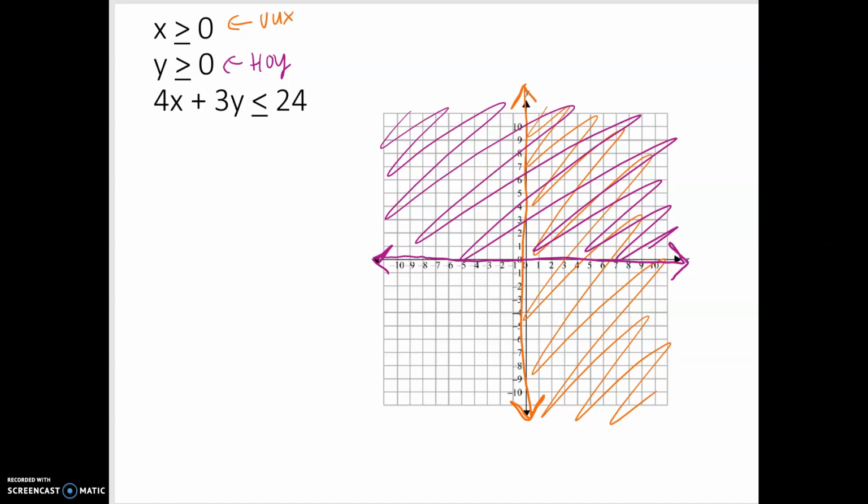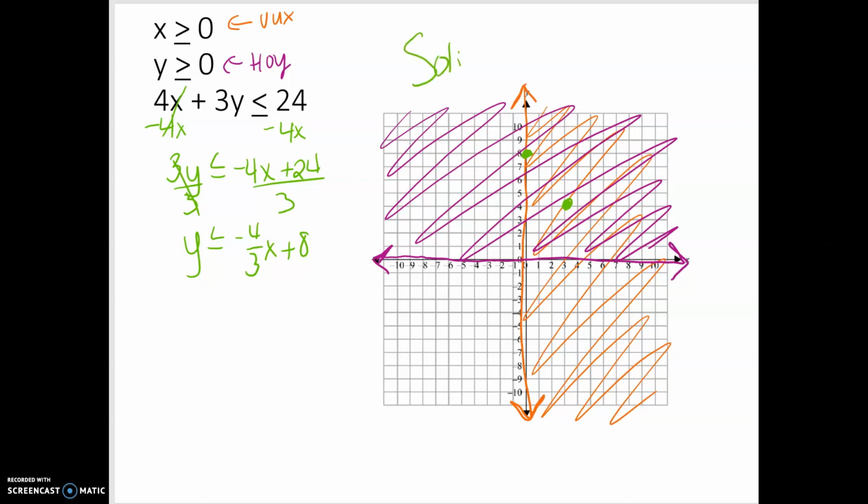Now this last one is not in a form that we can really work with yet. So I'm going to get it into slope-intercept form by subtracting 4x over and then dividing by 3. So I end up with y is less than or equal to -4/3 x + 8. So I'm going to go up to +8 on my graph. I'm going to go down 4, 1, 2, 3, 4, and over 3, 1, 2, 3. This one again is a solid line, so all 3 of these were solid lines because they have the "or equal to."